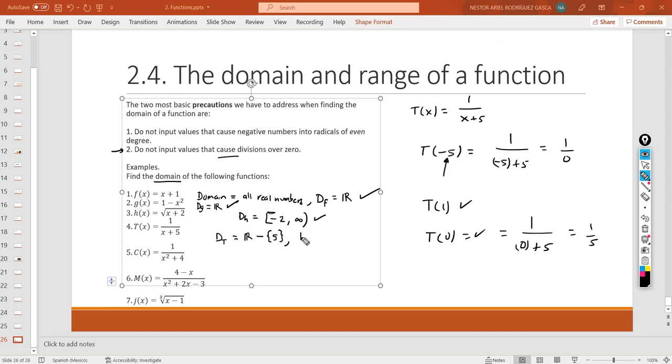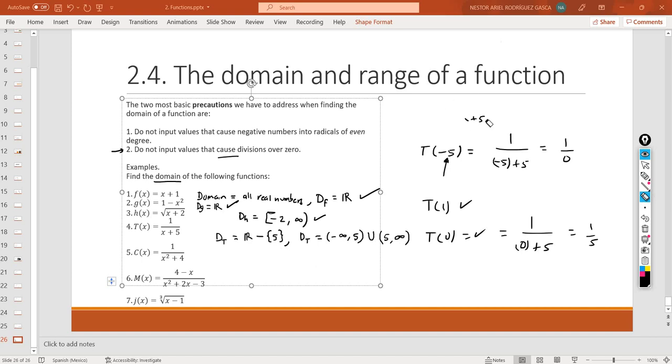Another way you can say the same with this type of notation is this. The domain of t is equal to all the numbers from -infinity up until 5, excluding, union, I'm going to explain to you this thing in a moment, union this other interval from 5, excluding, up until positive infinity. This is another way to say exactly the same thing I said in words.